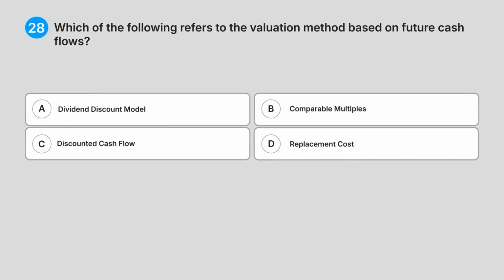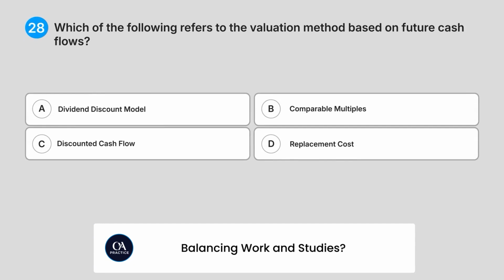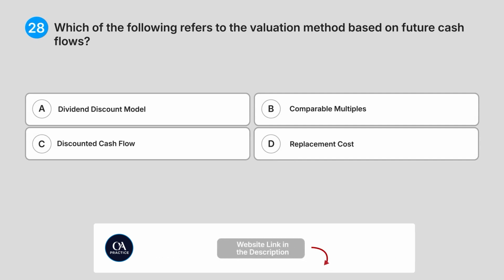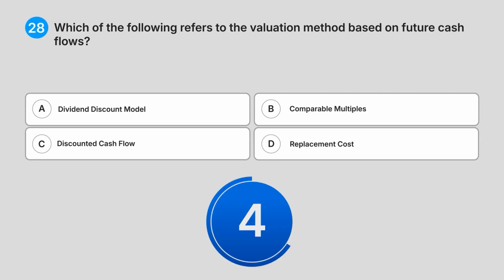28. Which of the following refers to the valuation method based on future cash flows? A. Dividend discount model. B. Comparable multiples. C. Discounted cash flow. D. Replacement cost. Can you guess the answer?